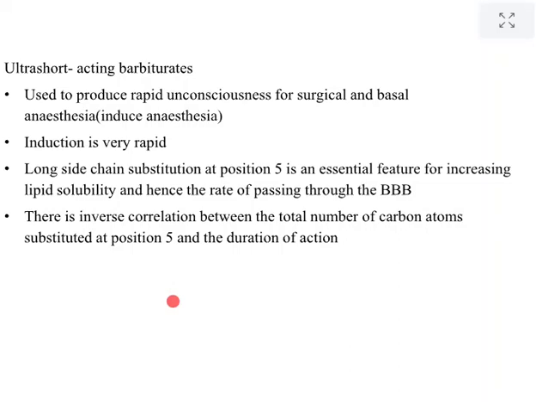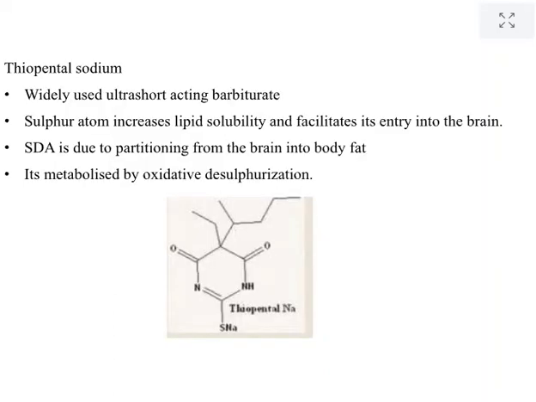So they are used to produce rapid unconsciousness for surgical and basal anesthesia, and they are used as induction anesthetics, or they will induce the anesthesia rapidly but with short duration. So you must give them in combination. Induction is very rapid. Long side chain substitution at position 5 is an essential feature for increasing lipid solubility, and hence the rate of passing through the BBB. There is an inverse correlation between the total number of carbon atoms substituted at position 5 and the duration of action. There is nothing new there. We are just reminding ourselves.